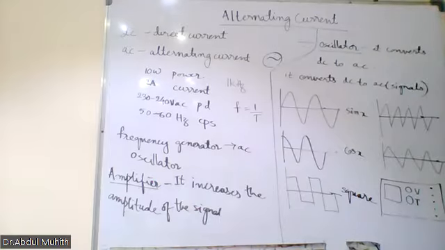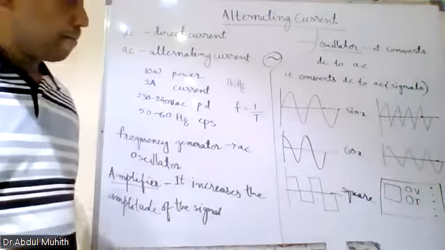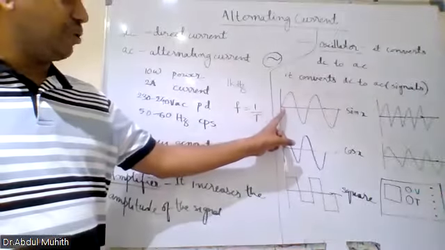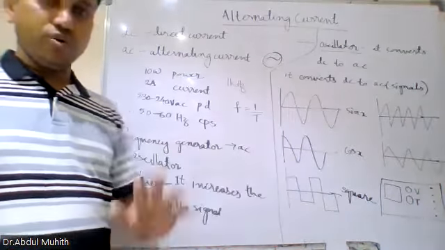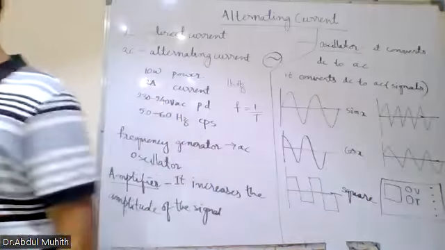So what is the difference between the sin x and cos x, the second graph? Sin x means it starts from 0. Both start from 0, but this will start from 1.